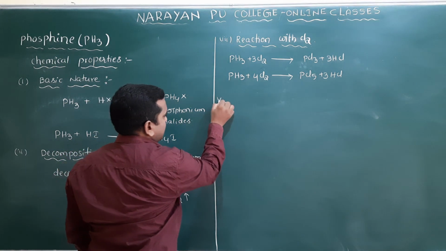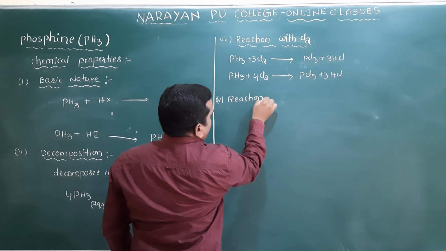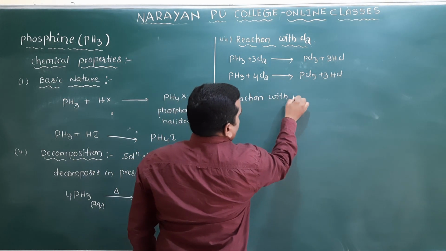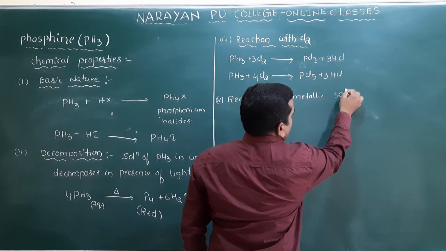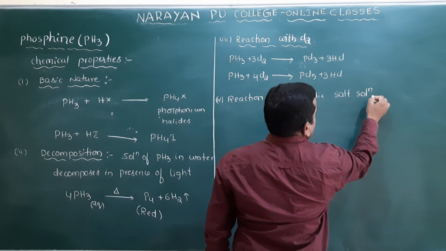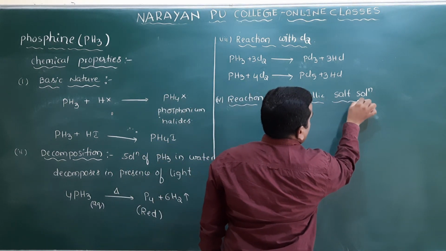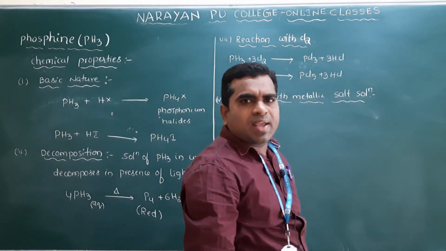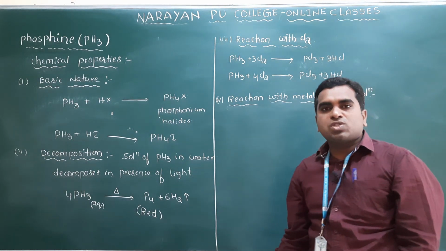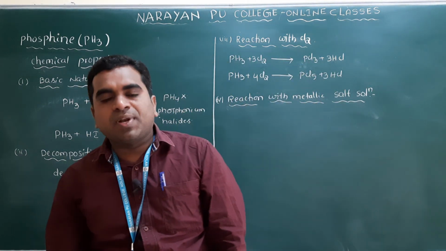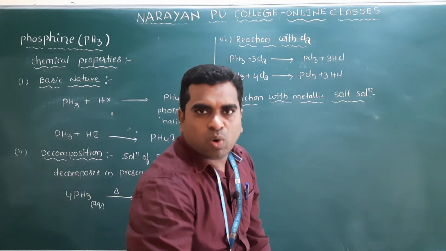Fourth one, very important this is. Clear? Fourth one is reaction with metallic salt solutions. Clear? That is clear. So what are these metallic salt solutions? Whenever phosphine gas is passed through the solutions of copper and mercury salts, they precipitate into their respective phosphides. Clear? So let us see the reaction.